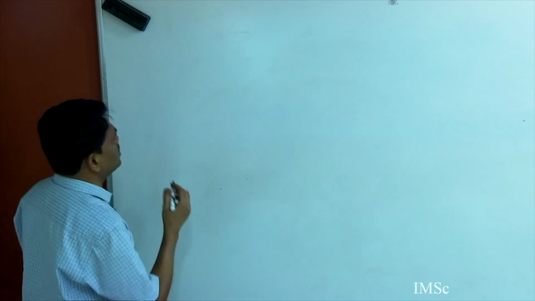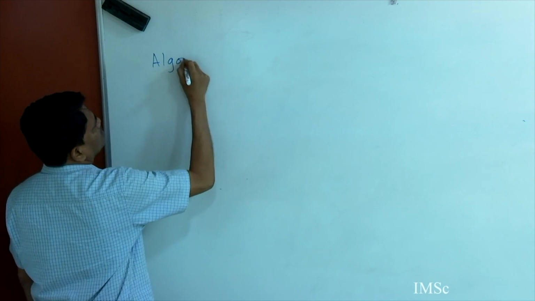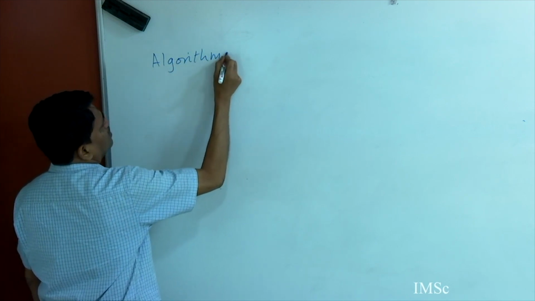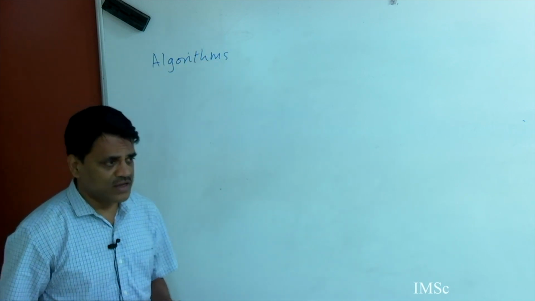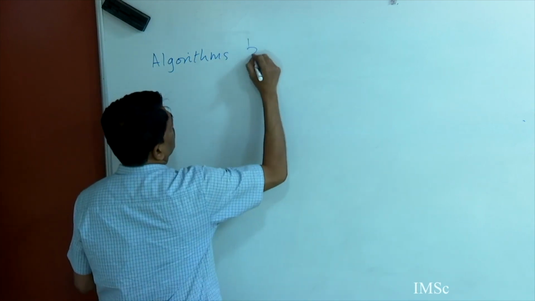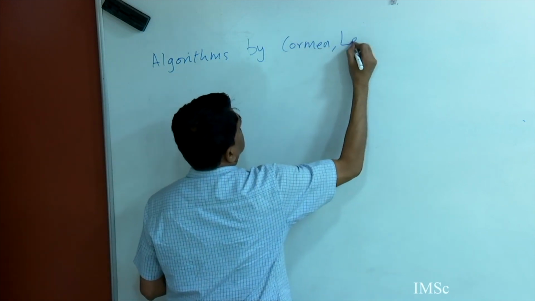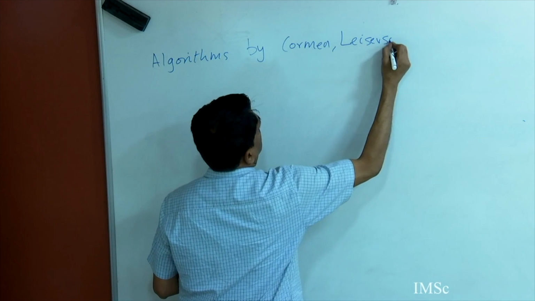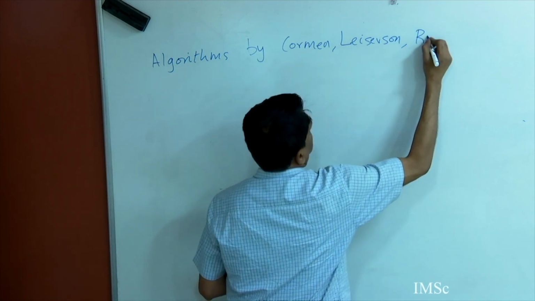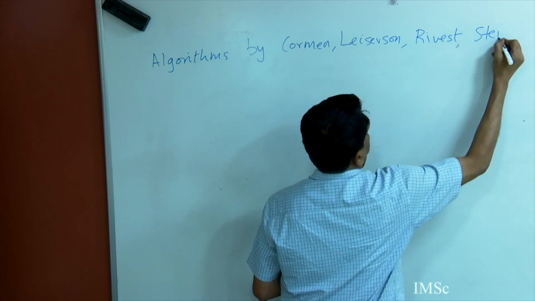Okay, so there are a couple of standard books. One is, I don't know what the actual title is, Cormen's book, Introduction to Algorithms or something, by Cormen, Leiserson, Rivest and Stein.